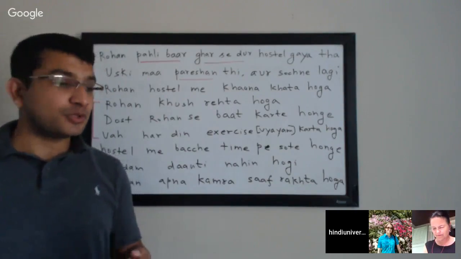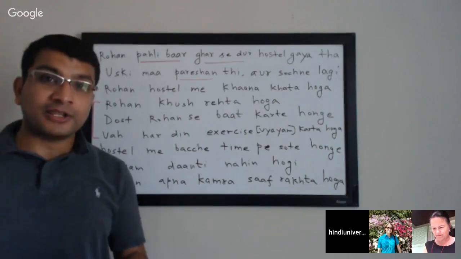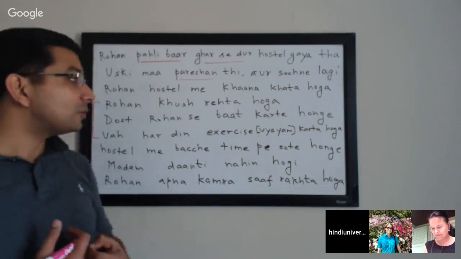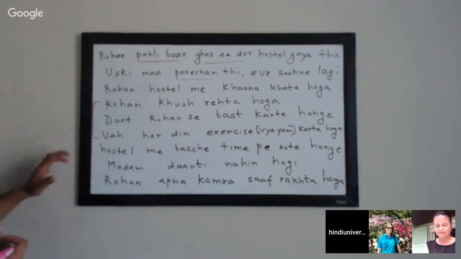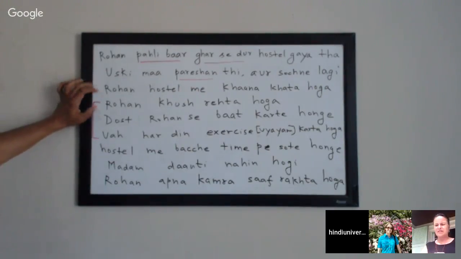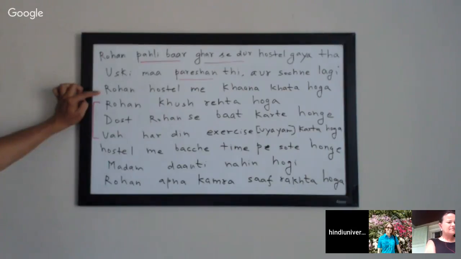The present indefinite tense, which is basically things you do often, like main khata hu, main peeta hu, main bolta hu. If I were to give an example using this one, in present indefinite it will be Rohan hostel mein khana khata hai, that he eats his lunch, that he does it often, right? Present continuous, it will be Rohan dorm mein khana kha raha hai, he is eating it right now, okay? In present perfect, you'll be saying Rohan ne khana kha liya hai. He has had his food.